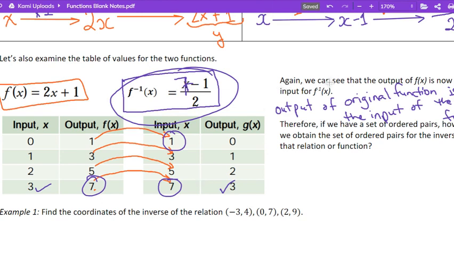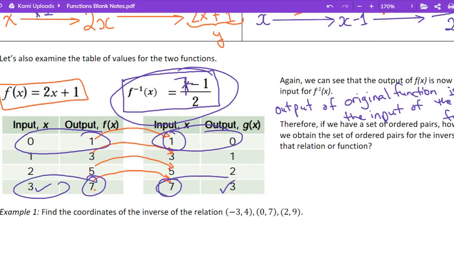In other words, again, we can see that the output of f of x is now the input of f inverse x. Sorry, not f prime, f inverse. And so what do you notice about these points and these points, these points and these points?